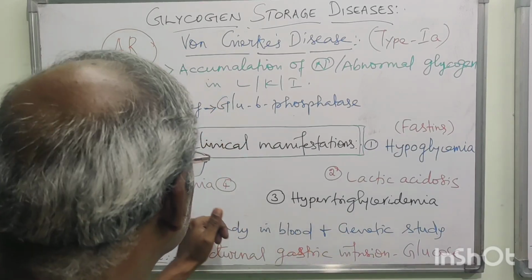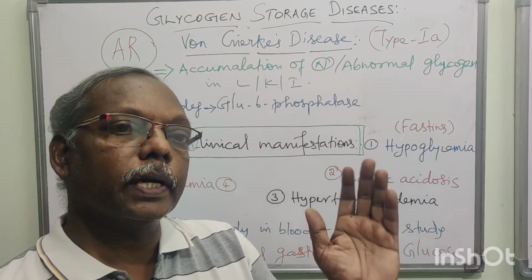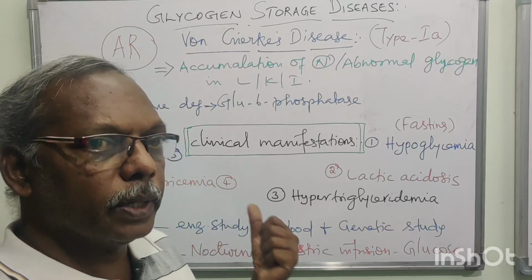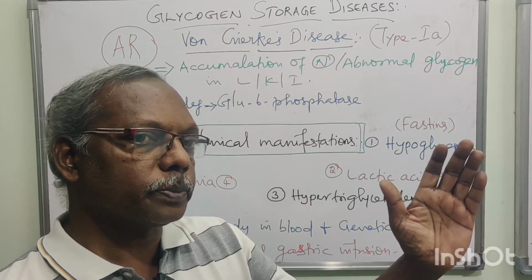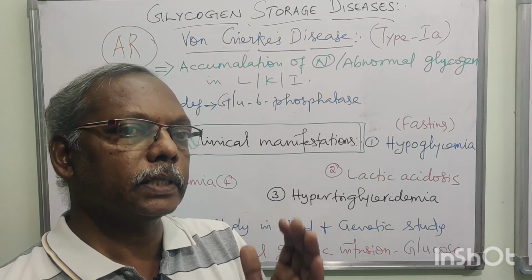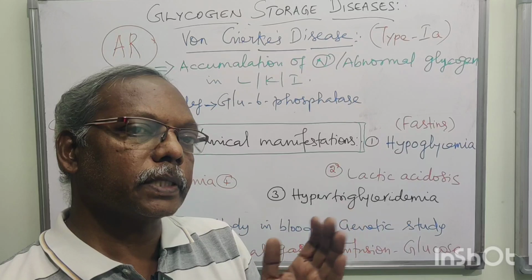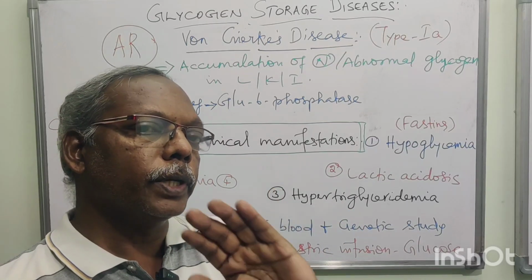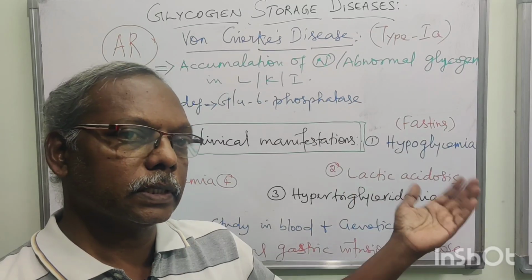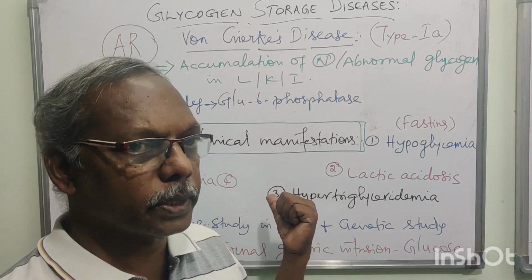Okay. The next one is hyperuricemia. The excess glucose 6 phosphate is diverted into the HMP shunt pathway. So, hyperuricemia means excess glucose 6 phosphate enters into the pentose pathway, that is the HMP shunt pathway, where this glucose 6 phosphate is converted into purine nucleotides and finally produces uric acid. So excess glucose 6 phosphate means excess uric acid, which leads to hyperuricemia.